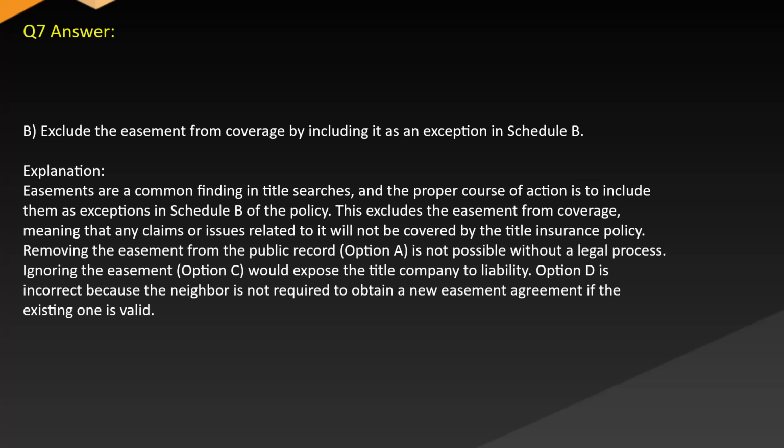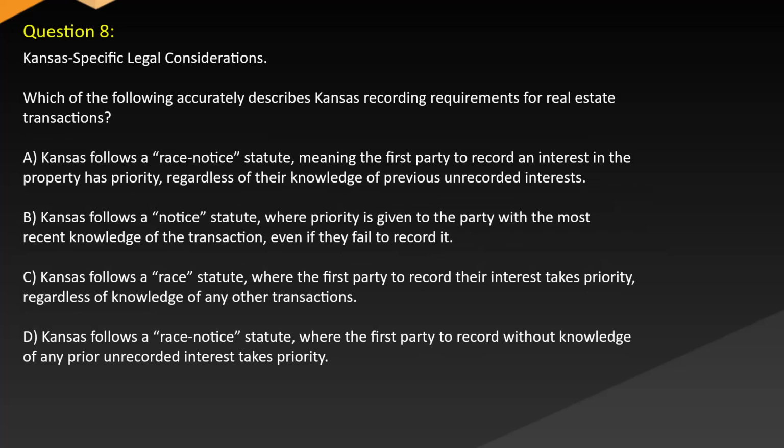Answer. B. Exclude the easement from coverage by including it as an exception in Schedule B. Explanation. Easements are a common finding in title searches, and the proper course of action is to include them as exceptions in Schedule B of the policy. This excludes the easement from coverage, meaning that any claims or issues related to it will not be covered by the title insurance policy. Removing the easement from the public record, option A, is not possible without a legal process. Ignoring the easement, option C, would expose the title company to liability. Option D is incorrect because the neighbor is not required to obtain a new easement agreement if the existing one is valid. Question 8. Kansas-specific legal considerations.